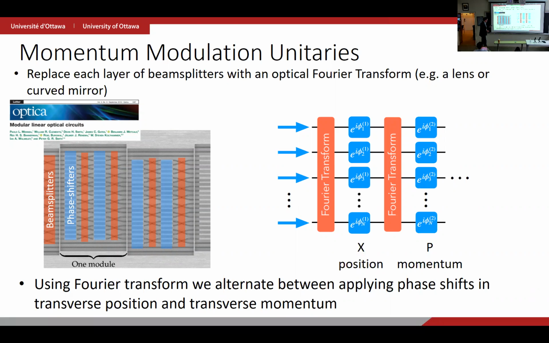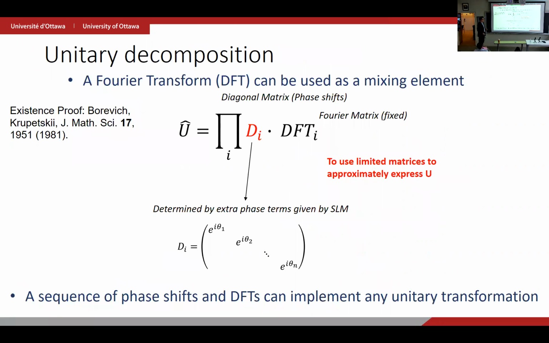And it turns out, the question is, is that enough? It seems like it could be enough, but is it enough? Well, it was proven all the way back in 1981, in terms of a discrete space, a DFT, that you can decompose any unitary matrix into interleaved diagonal matrices of phase shifters and these DFT matrices. So this was proven a long time ago, but it was an existence proof.